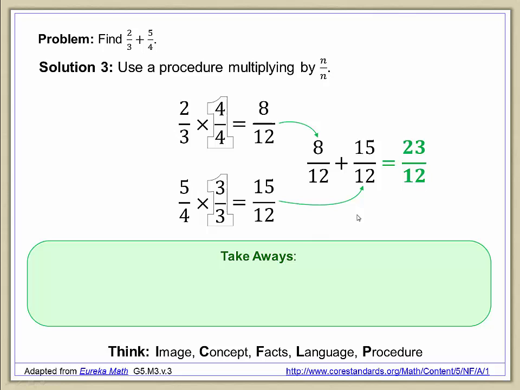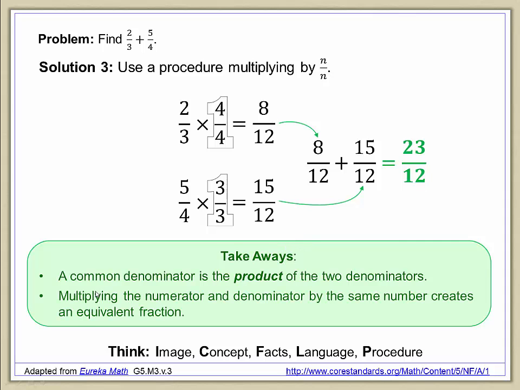So here's our answer. The takeaways here are, again, a reminder that the common denominator is the product of the 2 denominators, and now we're not even seeing that pictorially. We're doing it straight procedurally. This is a straight up procedure. And the second takeaway is that by multiplying the numerator and denominator by the same number, we get an equivalent fraction.